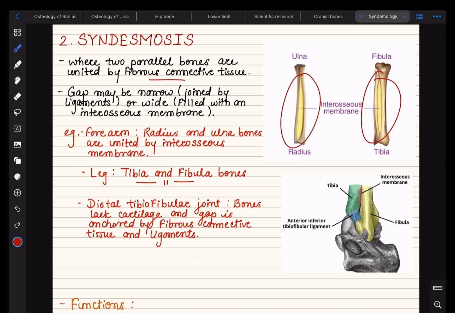Third example is the distal tibiofibular joint. The bones lack cartilage and the gap is anchored by a fibrous connective tissue and ligaments, which is termed as the anterior inferior tibiofibular ligament.